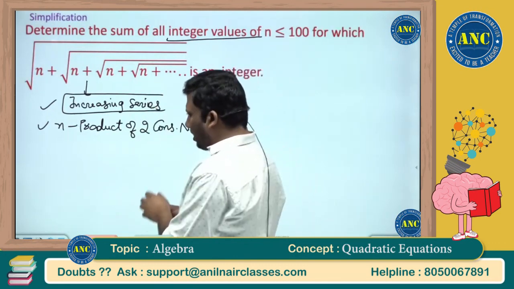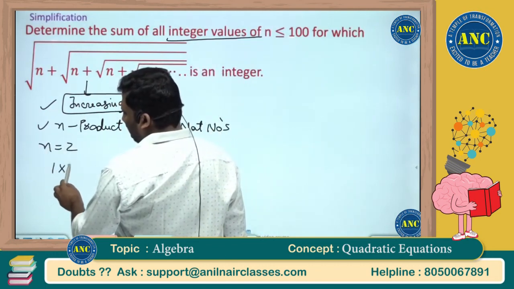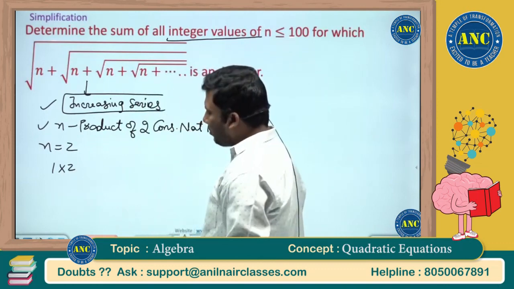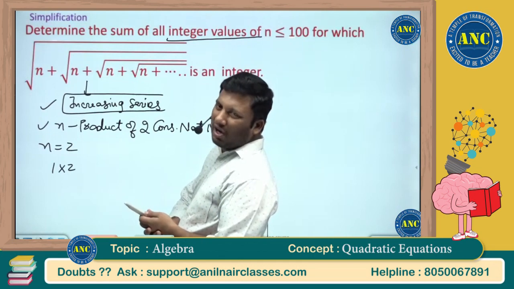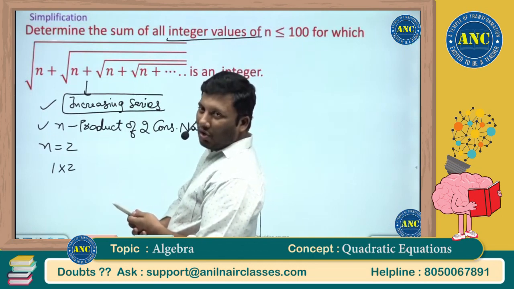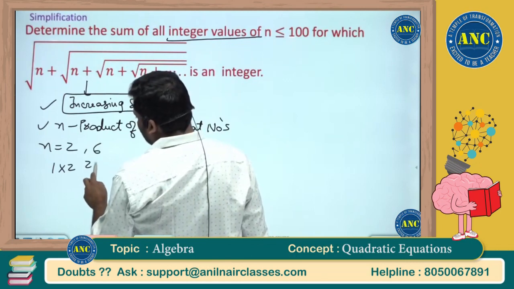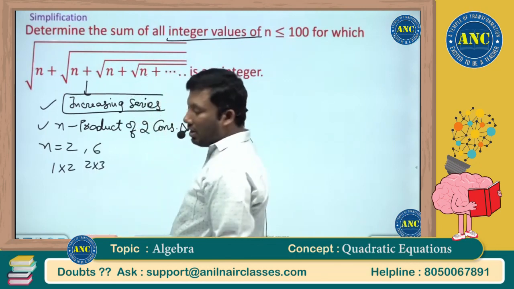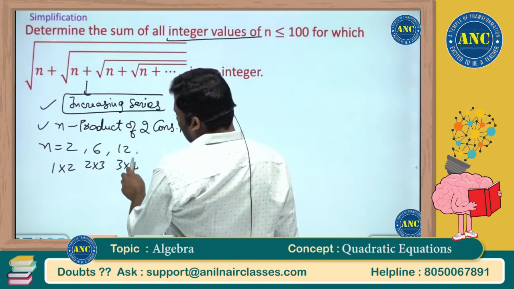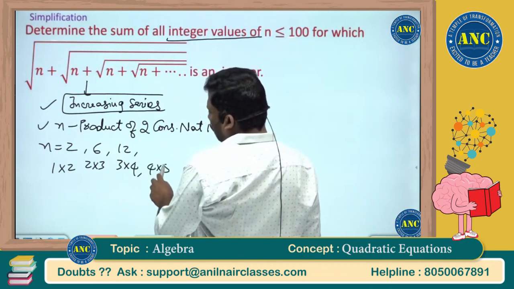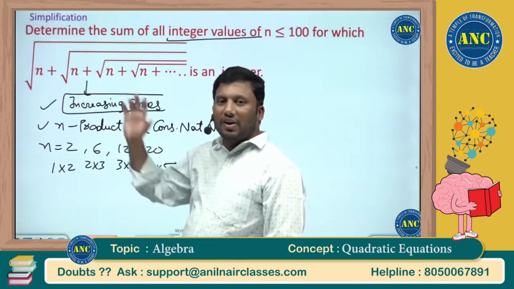So what is the first case? Can n take 2? Yes, 1 into 2. Next, 3. Can I write 3 as a product of two consecutive numbers? 1 into 3? No. 4? No. 5? No. 6. n can be written as 6, which is 2 into 3. Are you all with me? n can be 3 into 4, which is 12. n can be 4 into 5, which is 20. For all these values of n, we will get the answer.